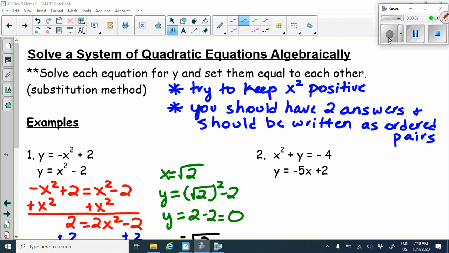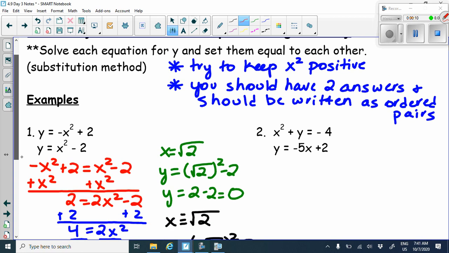Hey guys, so here's part 2 of the 4.9 notes. We're going to continue to solve systems of quadratic equations algebraically. Okay, let's look at example 2.